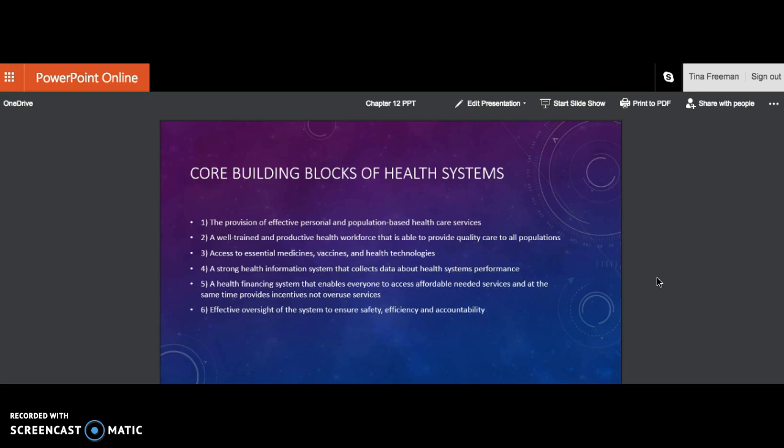A strong health information system that collects data about health systems performance. We also need to have a health financing system that enables everyone to access affordable needed services and at the same time provides incentives not to overuse services. We will come back to number 5. Number 6 is effective oversight of the system to ensure safety, efficiency, and accountability.